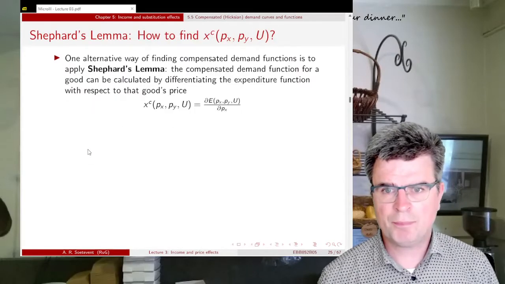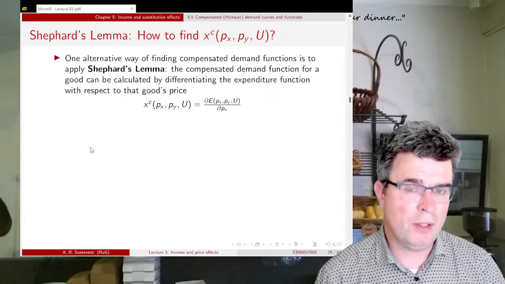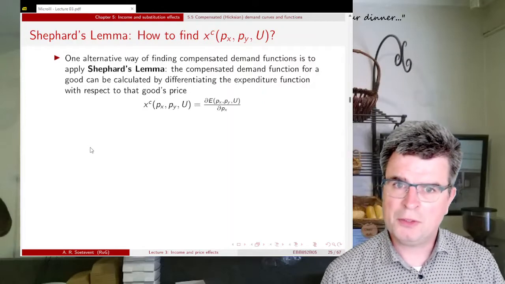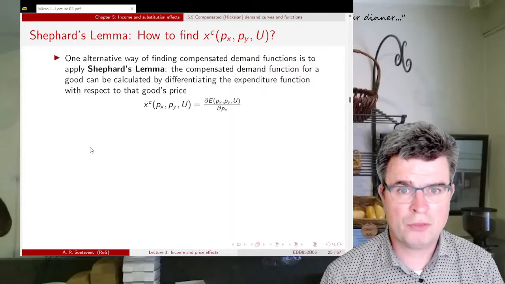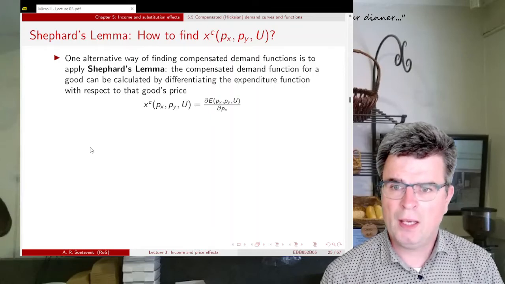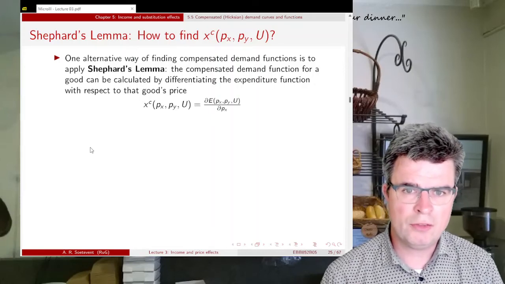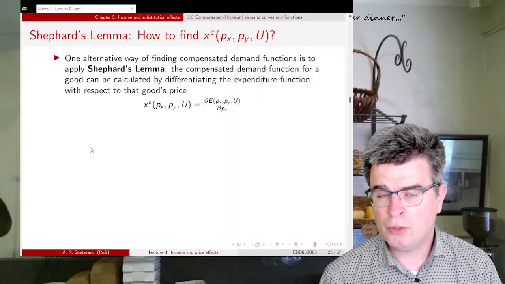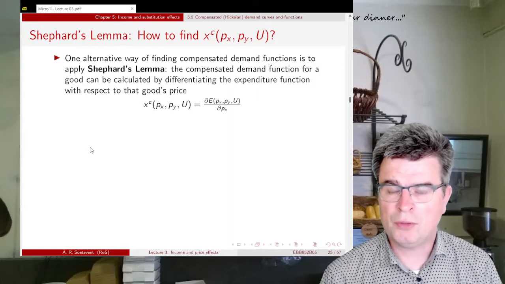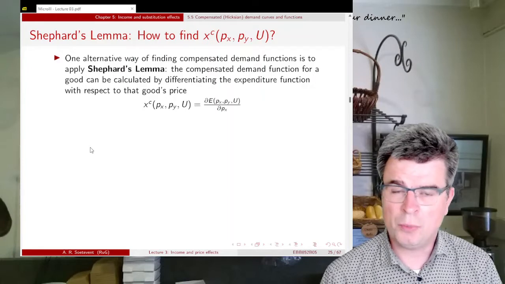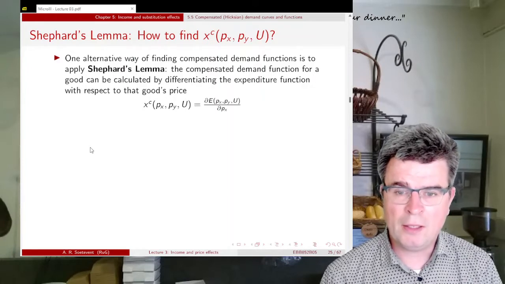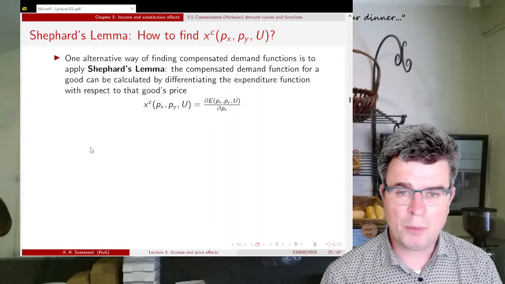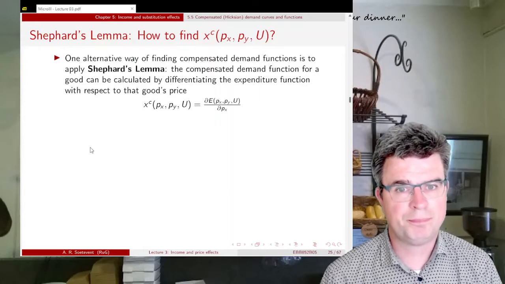Okay, so we now know that the compensated demand function is a very important concept. So the next question is, how can we find an expression for the compensated demand function? Now, one way of finding it is to use Shephard's lemma. So if we know the expenditure function, we can differentiate the expenditure function with respect to the good of which we want to consider the price change. And if we take the differential with respect to the price, then what we get is the compensated demand.